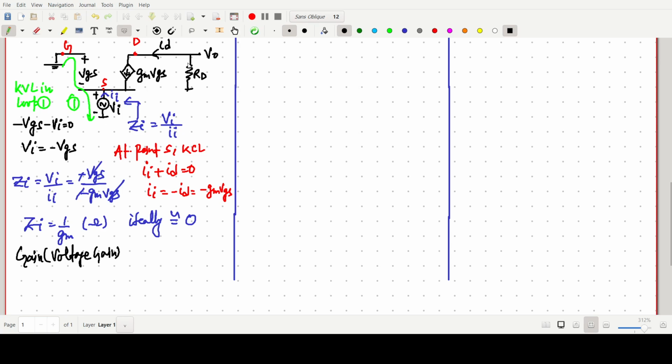Okay, so now for voltage gain, again from this side, we observe that the value of V naught can be written as minus gm VGS into RD. Just see, this voltage is V naught and this voltage is 0 volt, and this one is RD, and some current ID is flowing from this side. ID is nothing but simply gm VGS.